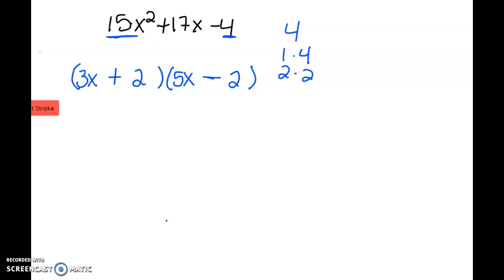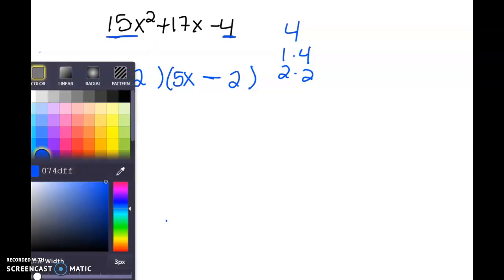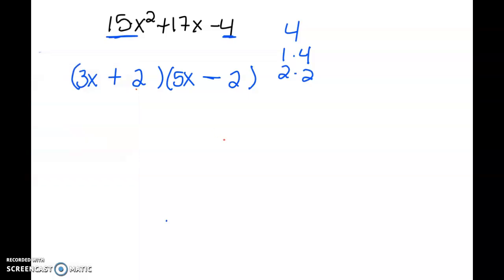And so now I just got to check, and I'll switch colors here and make sure that everything's good. So the first times the first, that's 15x squared. The last, that would be 2 and negative 2, that's negative 4, that's good. So I'll check the middle, that's 10x, and the outer, that's negative 6x. And if I combine those, I get 4x. Well, 4x is not 17x, so that's problematic. That means I haven't factored this correctly.